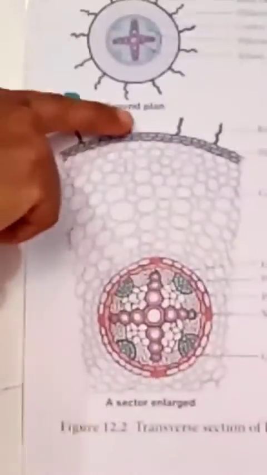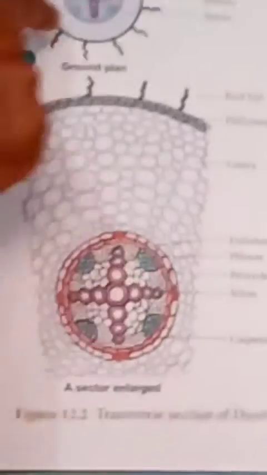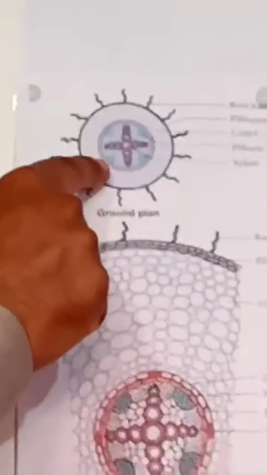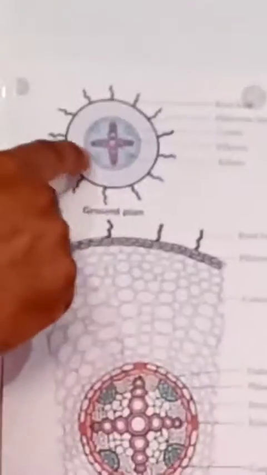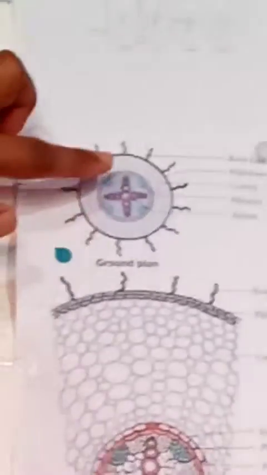If we talk about the dicot root, its ground plan, how is it? This layer is the epidermis, these are the root hairs, then we will see this cortex, then what we call the endodermis, then these are the vascular bundles, and here in the case of the dicot root, the pith is absent or it may be present but very small in size.